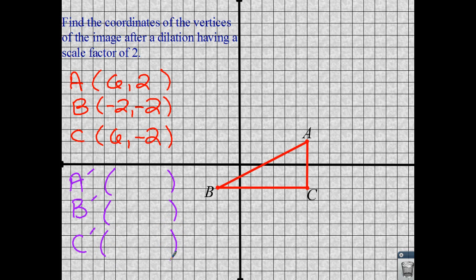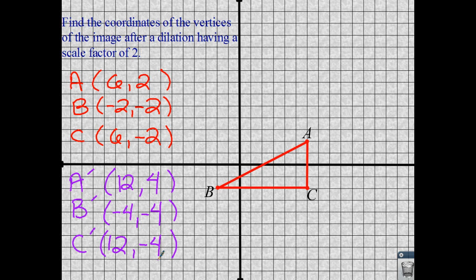And simple multiplication. So we take 6 times 2, which is 12, and then we take the 2 times that scale factor, and we get 4. Then -4, another -4. 6 times 2 is 12, and -4.